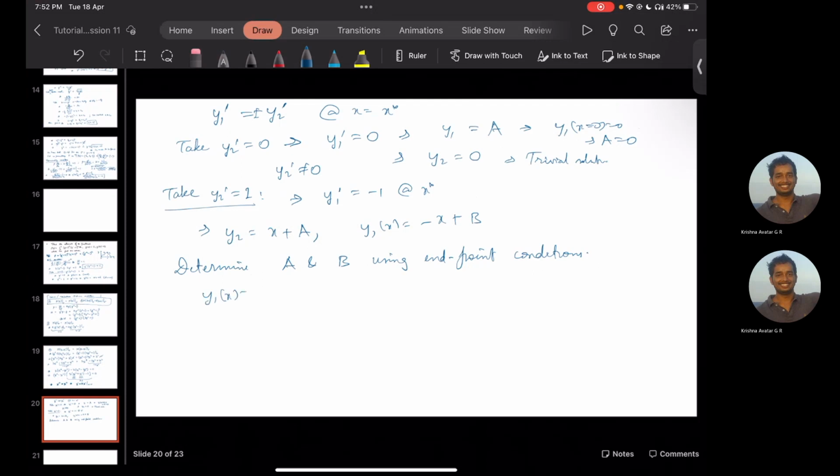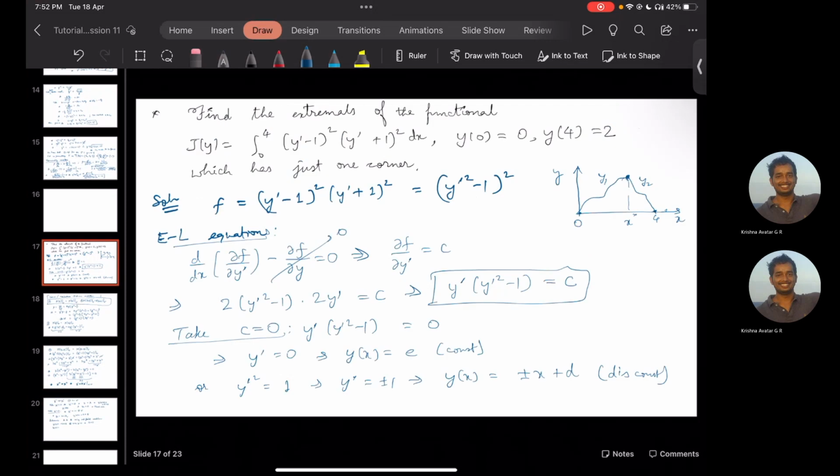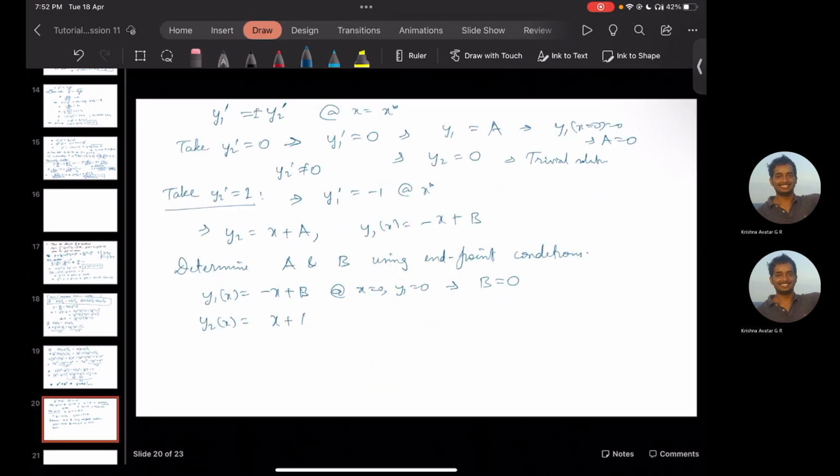And then what we have is y1 of x is equal to minus x plus b. At x is equal to 0, y1 is equal to 0. So this means that b is equal to 0. Now y2 of x is equal to x plus a. What was the other end condition? y(4) is equal to 2. At x is equal to 4, y2 is equal to 2. So this means that 4 plus a is equal to 2. This means that a is equal to minus 2. So therefore, y1 of x is equal to minus x, and y2 of x is equal to x minus 2.